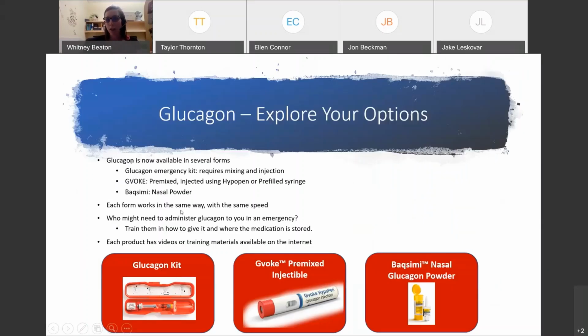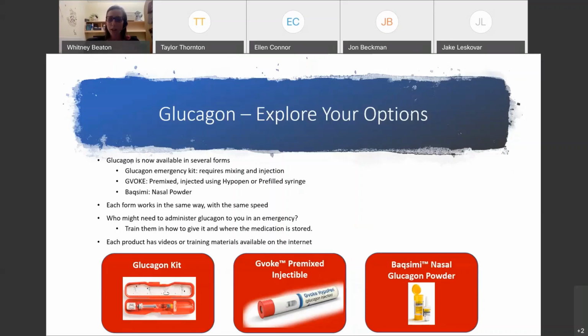I did want to mention when we were talking about low treatments that there are now multiple glucagon options available. You may be most familiar with the Glucagon Emergency Kit, which is the first one on the lower left. That has been the most used option in the past, but now there's a Gvoke pre-mixed injectable. So that glucagon doesn't require that you mix it. There's not that step of having to dissolve the pill and then draw it up.